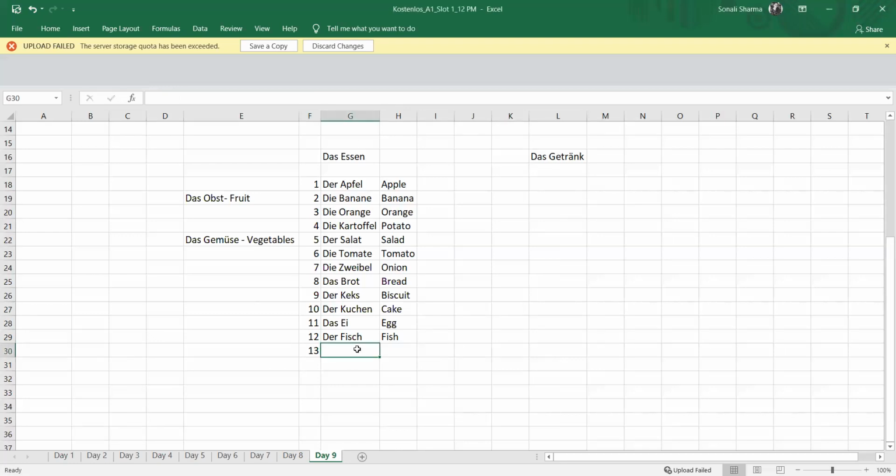So number 13 is die Wurst. Die Wurst, that means sausage.